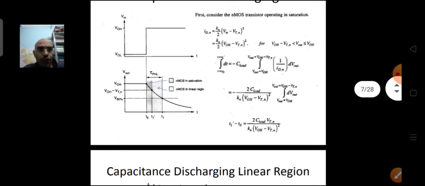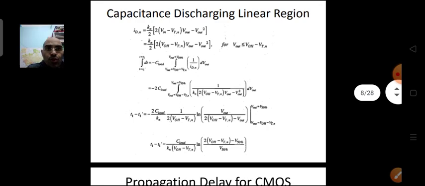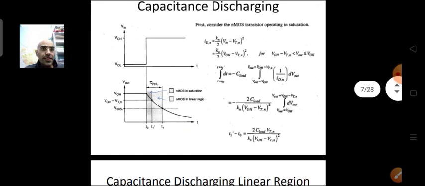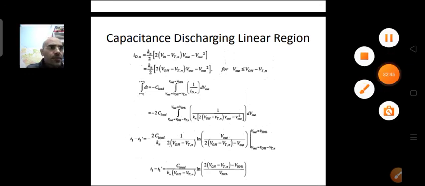Now in the other half we have to determine the time elapsed between T1' to T1. First of all we have determined the time elapsed between T0 to T1'. Now we will determine the other half. As we have already seen, our NMOS operates in the linear region from T1' to T1, so we have to use the linear region current equation, whereas the capacitor equation will be the same, because the capacitor is discharging.